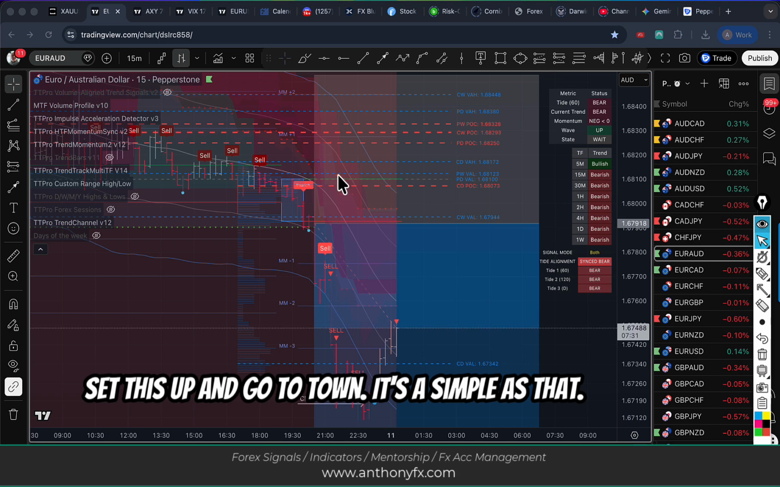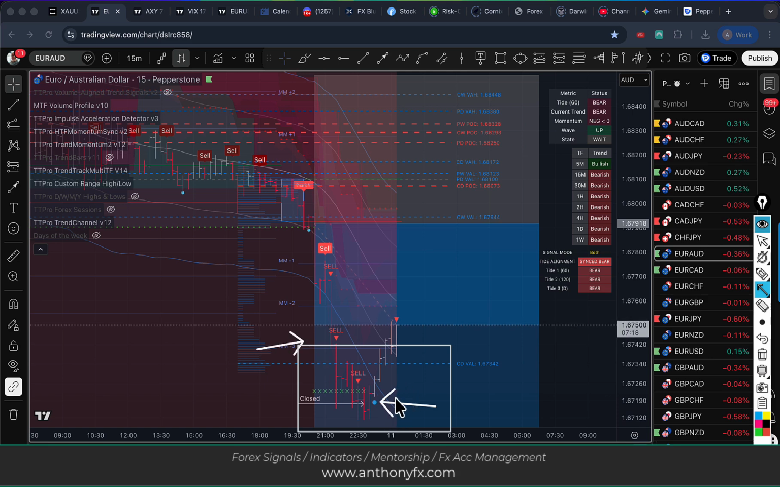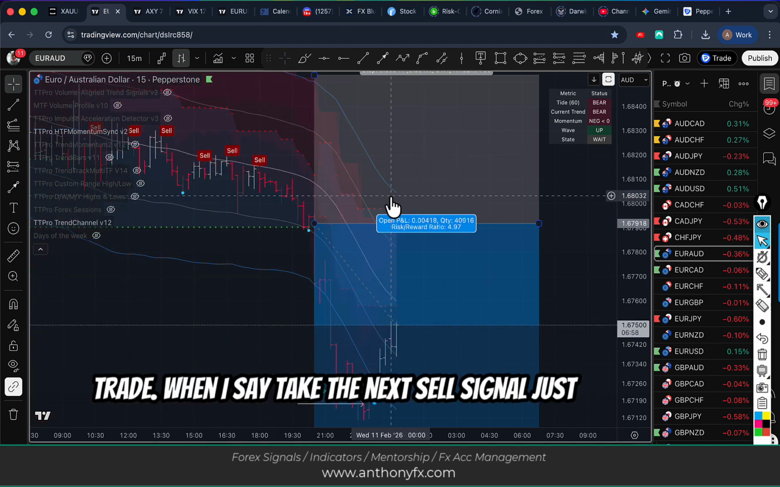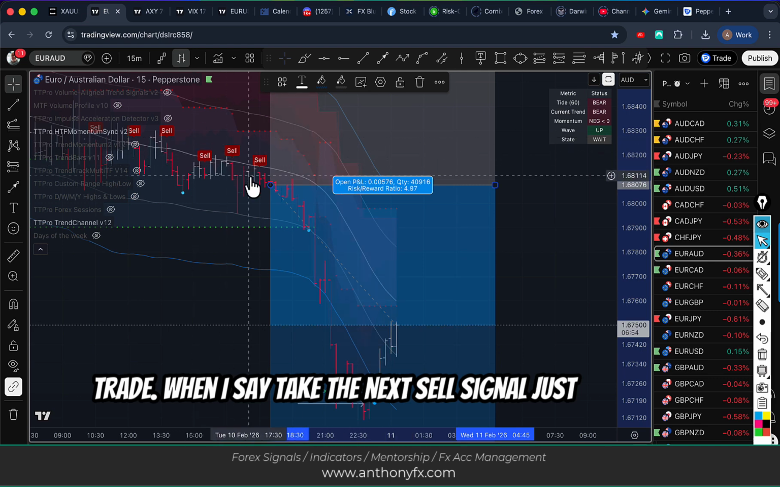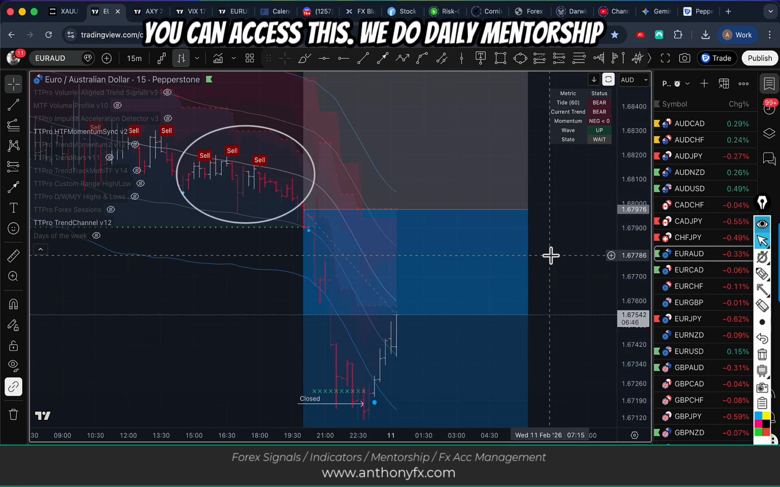It's as simple as that. Then you set your stop loss. Sorry, not your stop loss. Your close partial profits either at 1R or you could go for that first dot coming off this indicator. Okay, so that's there if you want to go next level with it, right? So there's two things. One, you can just follow two indicators, take that trade. If I say take the next sell signal, just take the next sell signal. That's it.